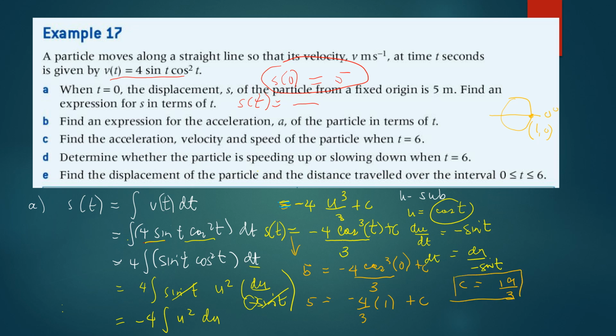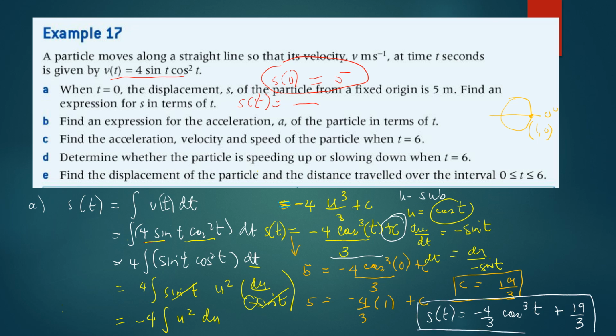That is c. But that is not what we're looking for. We're looking for the expression for s of t. So s of t equals, let's go back to this one, negative 4 over 3 cosine cube t, and then we just replace this one by 19 over 3. So this is the expression for s of t.